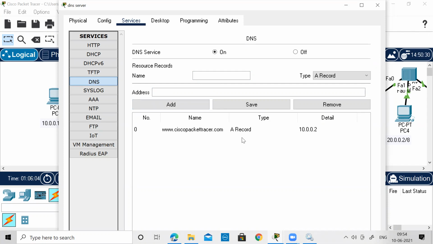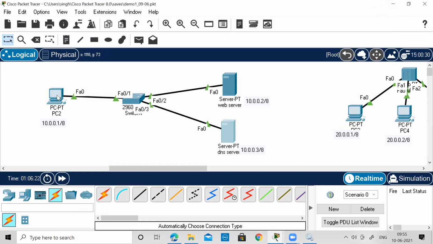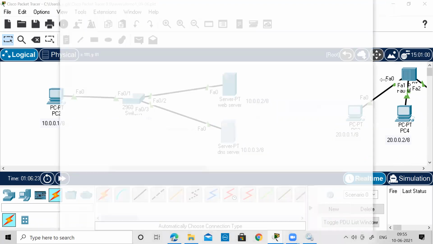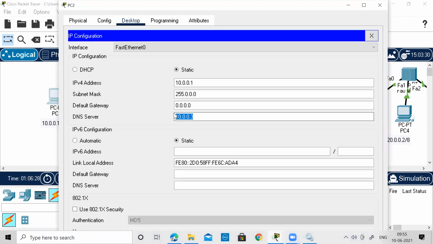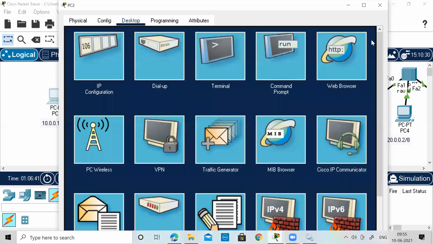As soon as I added this record, next time anybody who tries to put www.ciscopackettracer.com, the information will first come to the DNS server. It will pick up the IP associated with this domain name, and then it will go and talk to the web server. But prior to that, once you put up the domain name, you need to make sure that in your computer, you put the DNS server IP address, which was 10.0.0.3. This was the IP which was given to the DNS server. If this address is missing in your system, then you will never be able to contact it.